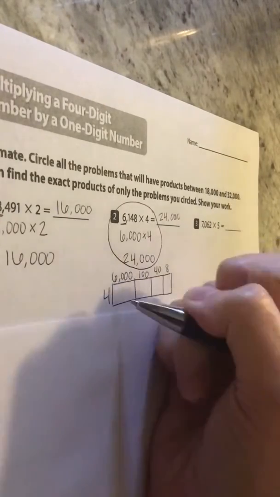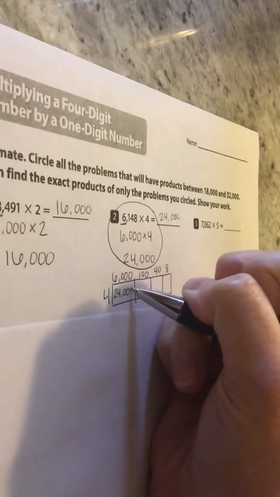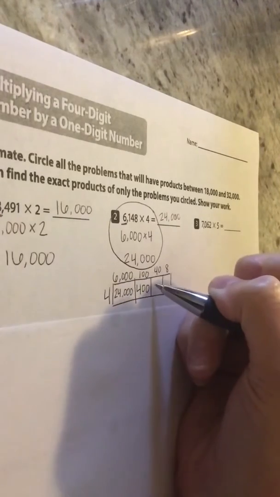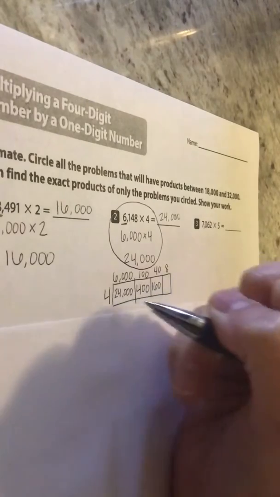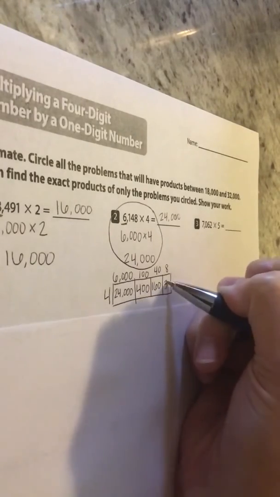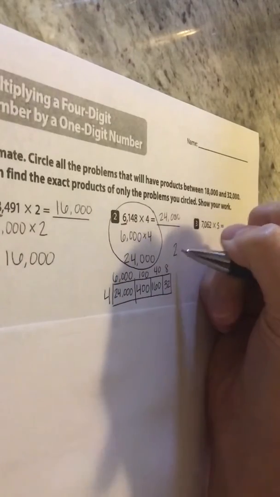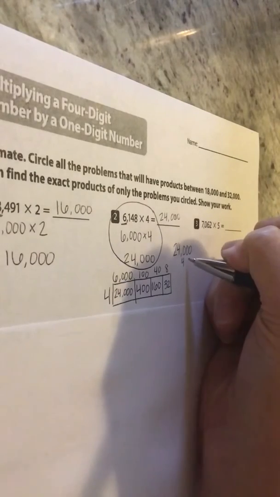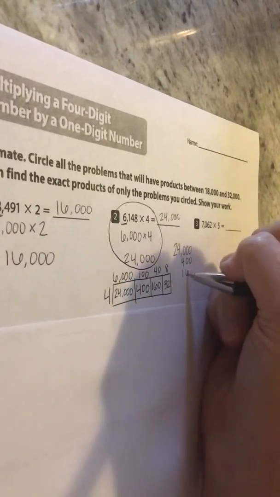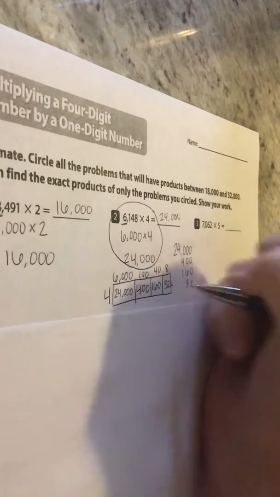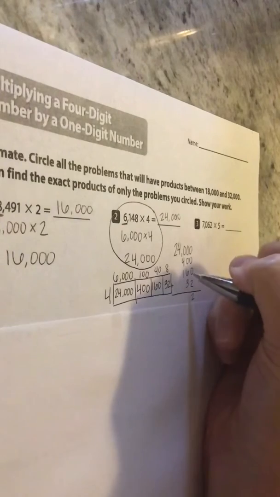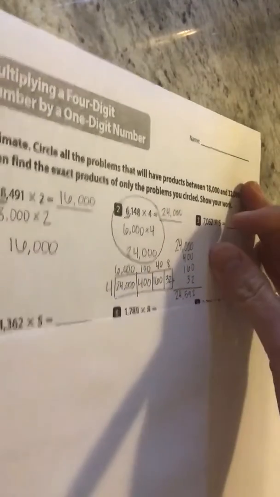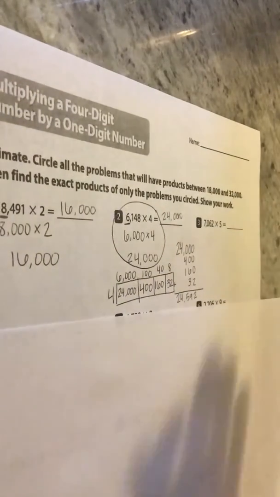So 4 times 6 is 24, add my 3 zeros. 4 times 1 is 4, and add my 2 zeros. 4 times 4 is 16, and add 1 zero. And 4 times 8 is 32. And then I have to add up all of my partial products. So 24,000, 400, 160, and 32. And I get 24,592 is my exact answer.